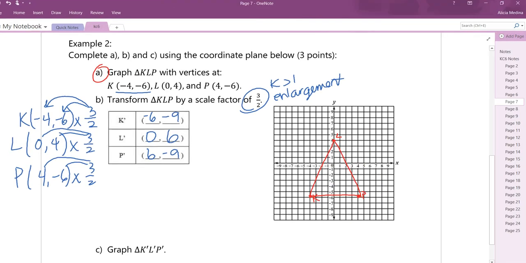So now, K prime is at (-6, -9), so that's 6, 7, 8, 9. This is going to be K prime. (0, 6) is up here. This is L prime. And this one is going to be (6, -9), which is right here, and that's P prime. All right, so now I see my new triangle, which is a little bit bigger than my original image, right? My pre-image. So we already graphed that.